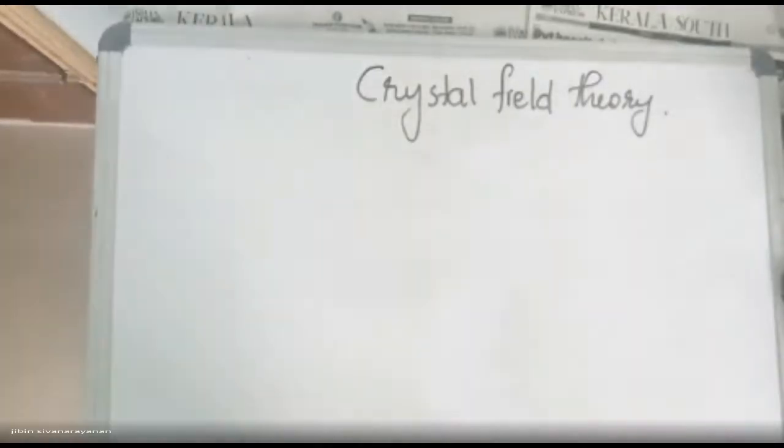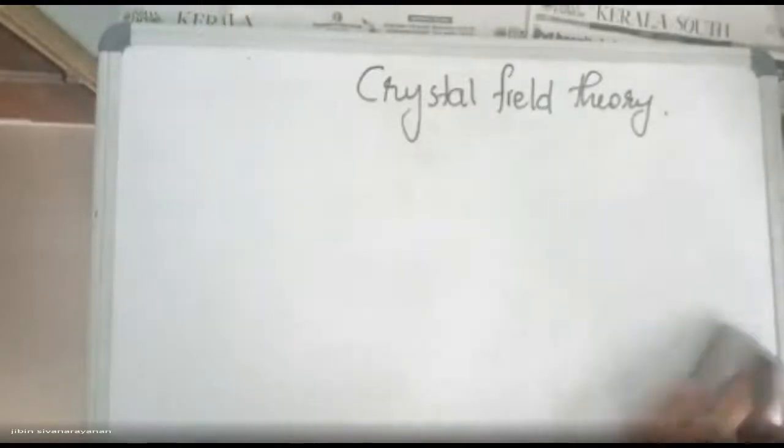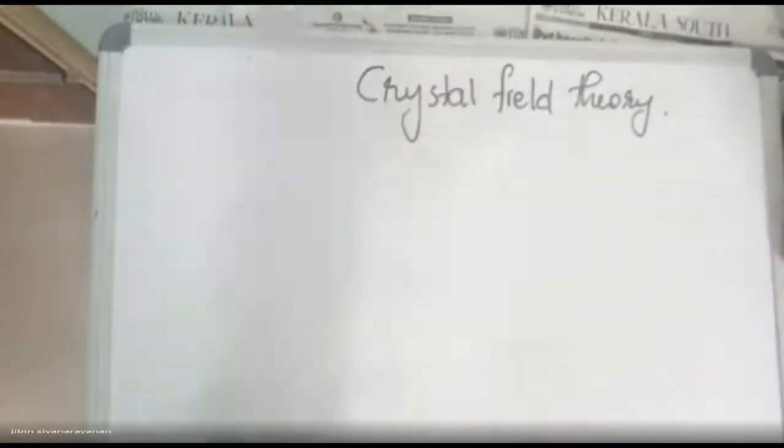In crystal field theory, what they are considering is that the bond between the metal and the ligand is purely ionic. They are not at all considering any other kind of interactions. They purely consider the interaction between metal and ligand to be ionic. That is the major important consideration for going with crystal field theory. Now we can go for the theory and the geometry.